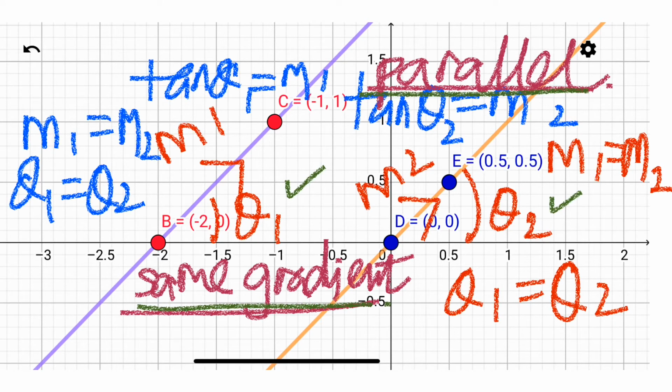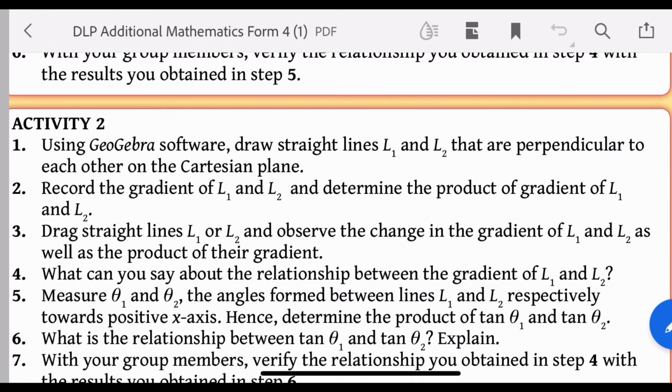Now for this slide, I actually show you that tangent theta 1 is M1, tangent theta 2 is M2, and then I show to you they have the same gradient. So the angle theta 1 equals theta 2, therefore M1 equals M2. Okay, so for parallel lines, the gradients are the same and the angles are the same. Same steepness, right?